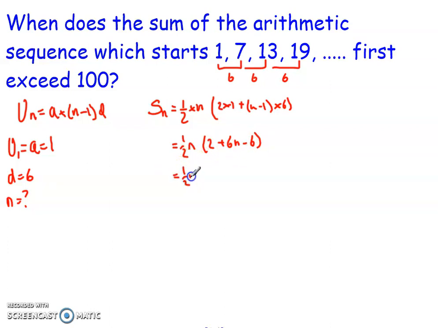So I've got a half n, 2 take away 6, so I've got 6n, take away 4, and I want to know at which point that is greater than 100. Well, this here, if I multiply this bracket out, it takes the form of a quadratic, so if I do that and get the 100 over, I want to know at which point this quadratic is bigger than 0, so I can solve it using that.